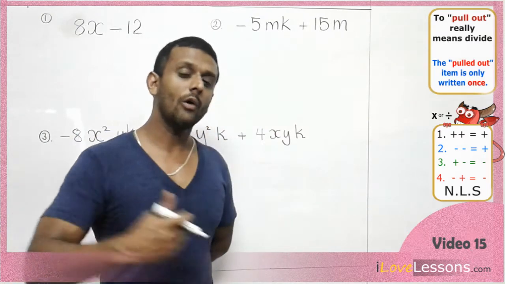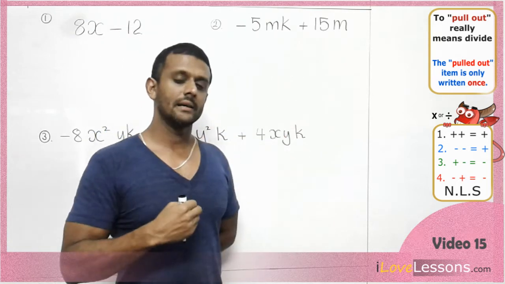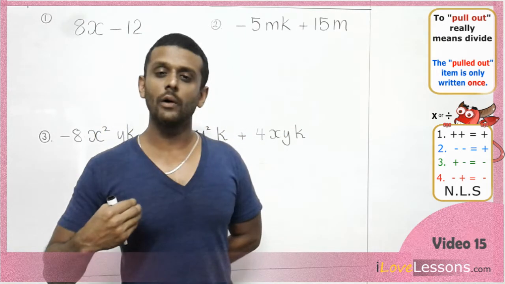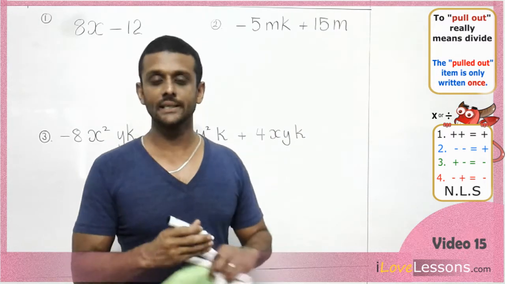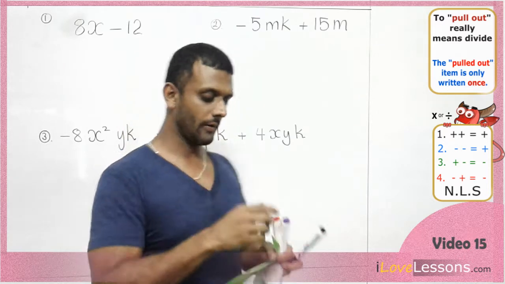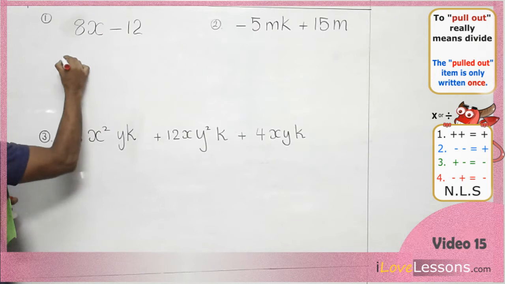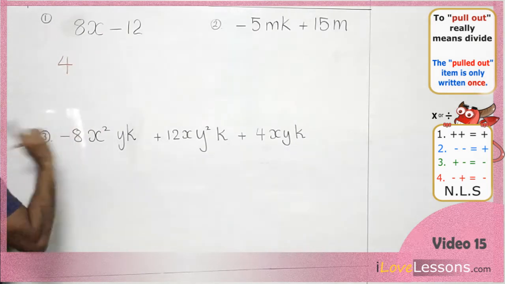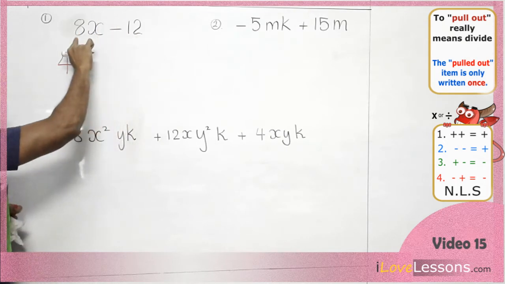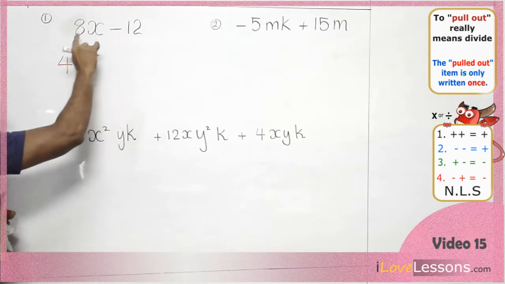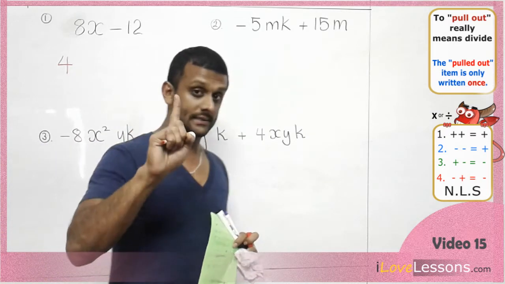What does pulling out 4 mean? Pulling out really means divide. So when you say pull out 4, that means you're visiting all the items and secretly dividing by the number 4. So, if I decide to pull out 4, I'm going to write the 4 once. Even though I'm pulling out the 4 from here, and I'm pulling out the 4 from here, I'm pulling it out twice. But I'm only going to write the 4 once.